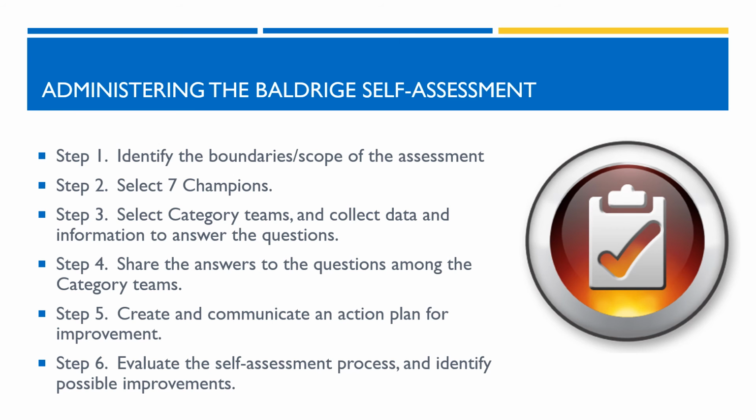If you are planning to administer the self-assessment, here are some steps we advise taking. Step 1. Identify the boundaries, or scope, of the assessment. The self-assessment might cover the entire organization, a subunit, a division, or a department. Then select 7 champions, 1 for each category in the Baldrige Excellence Builder or criteria. These champions each lead a team in preparing responses to the questions in a criteria category. If they have not already done so, have the champions prepare an organizational profile, describing your organization and its challenges.